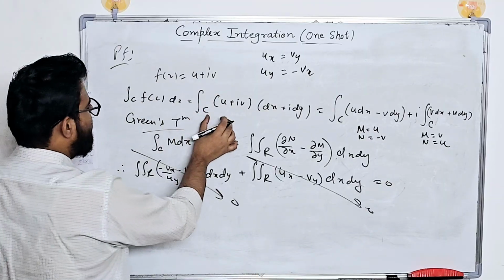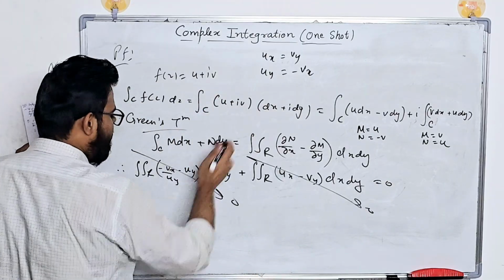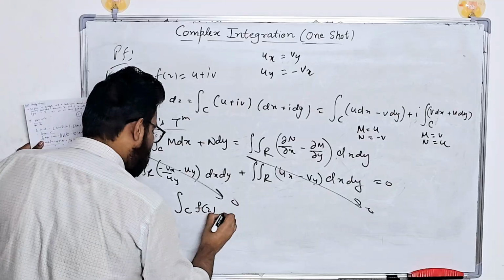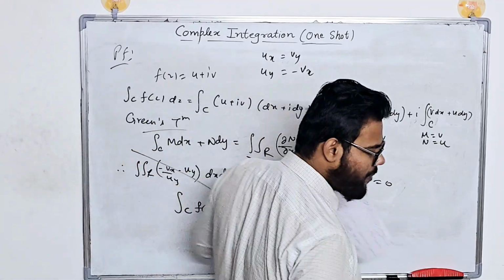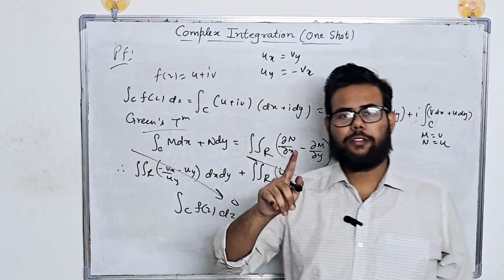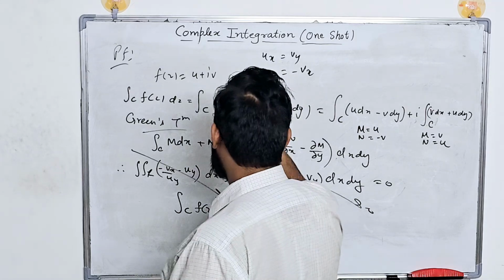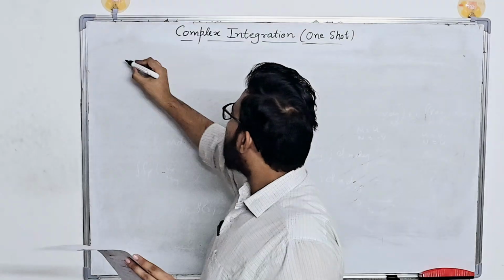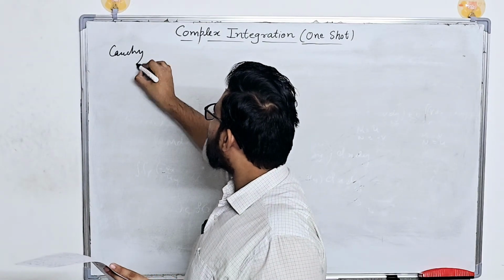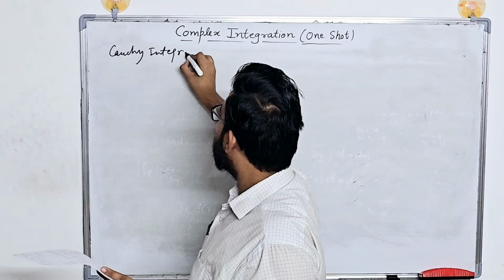Now we were evaluating this integral, right? So the integral of f of z dz is equal to 0. This is the Cauchy theorem. It is valid for analytic functions. Okay. Now let's study the Cauchy integral formula.